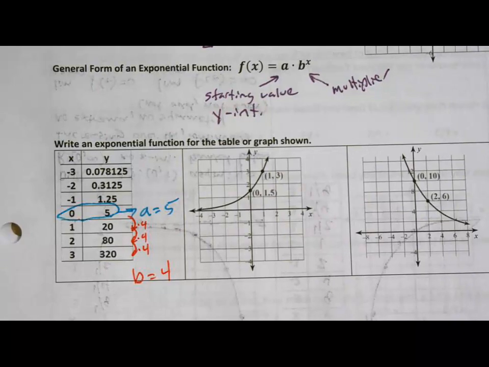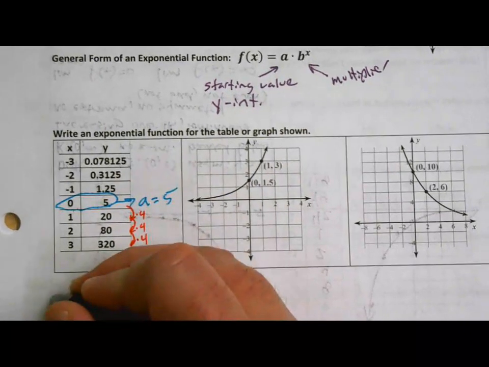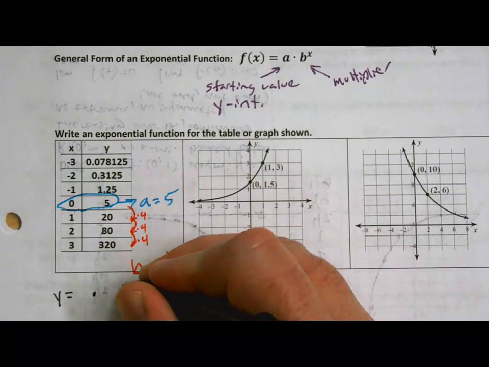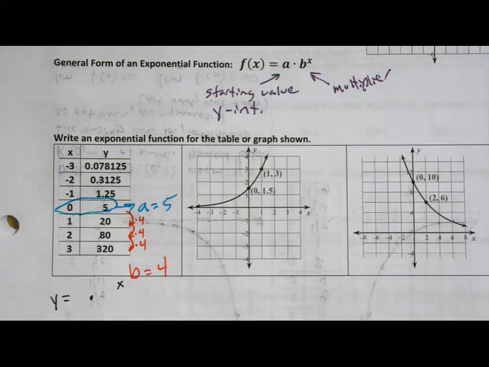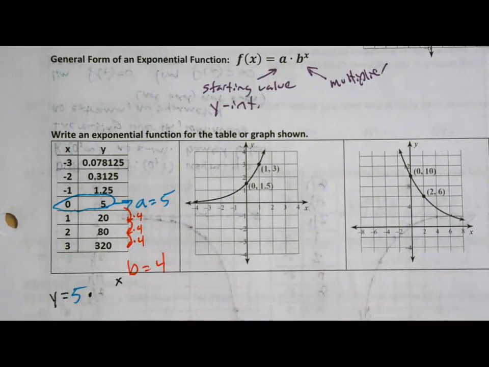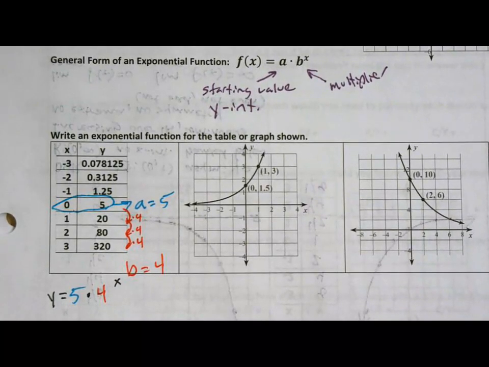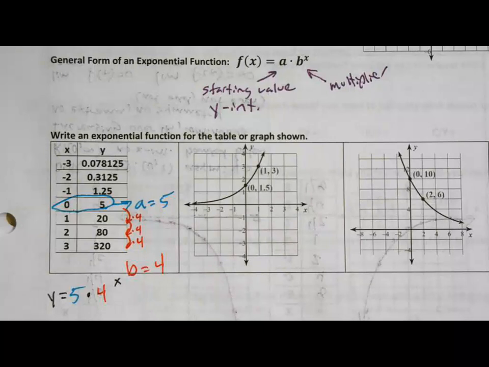So knowing that, we can write our equation. Y equals, we just need those two things. It would be 5 times 4 to the x power. And that's it. So if you've got a table like this where the x values are going up by 1, oh, it's so easy and nice to write an equation.